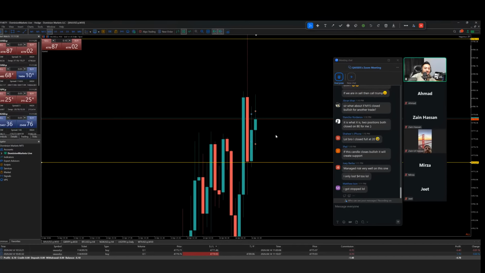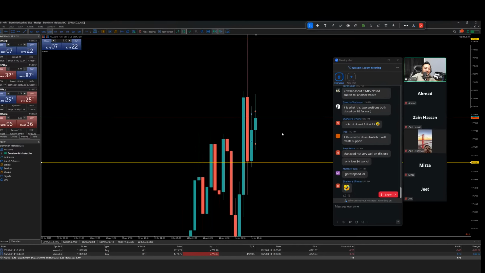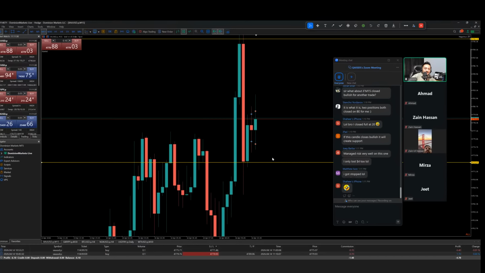So if this trade closes bullish, it will create support. What? Just wait for this candle to be closed now. I think I managed risk very well on this one. I only lost $4 too.